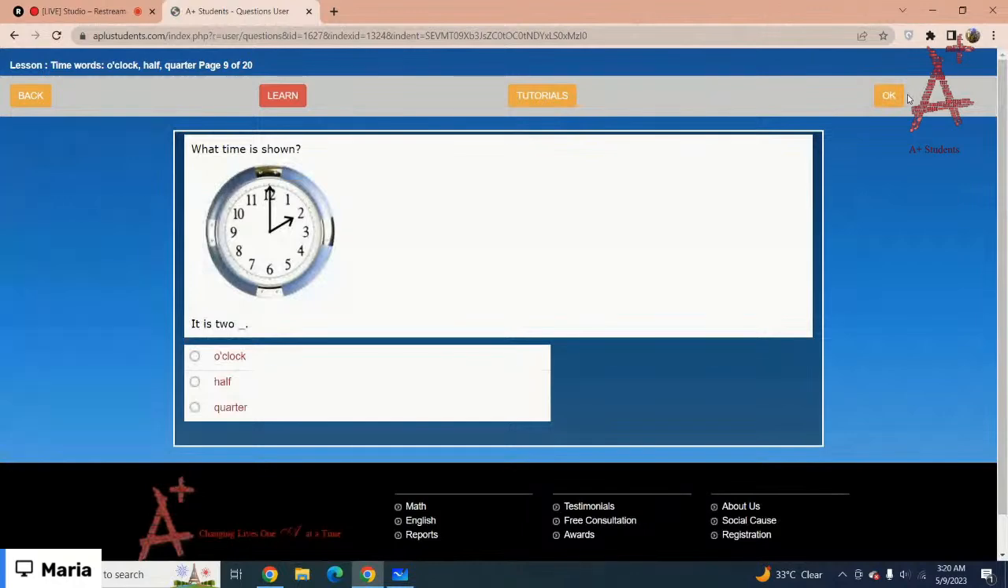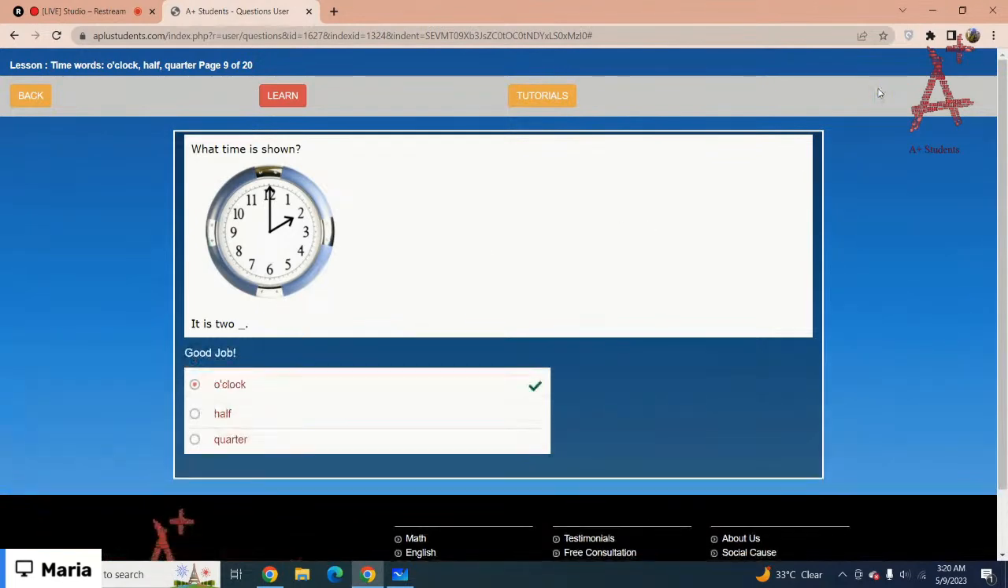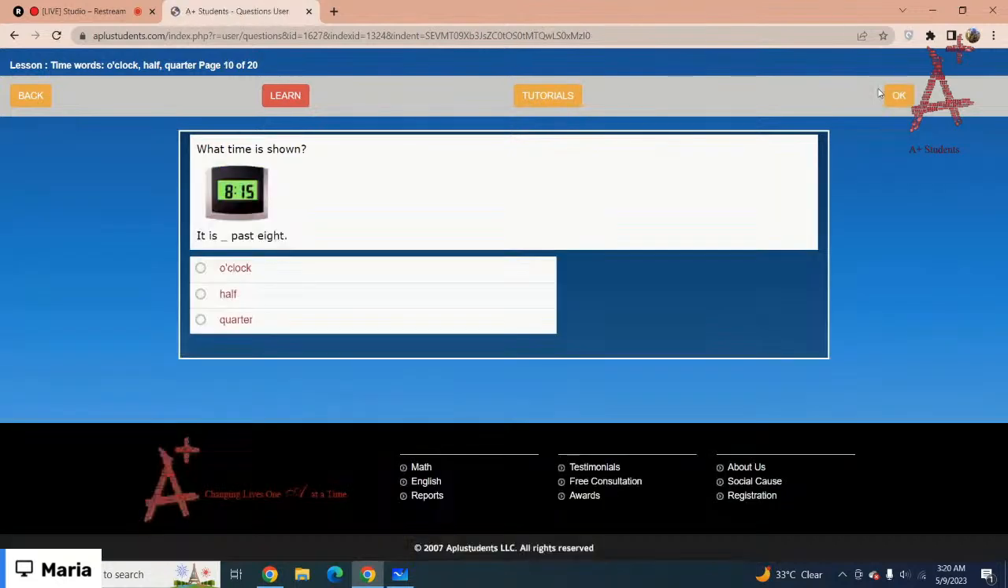Okay, what time is shown? It is 2 o'clock. The correct option is 2 o'clock. What time is shown?